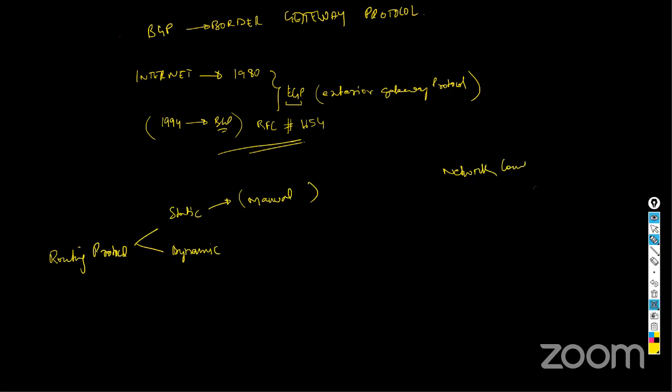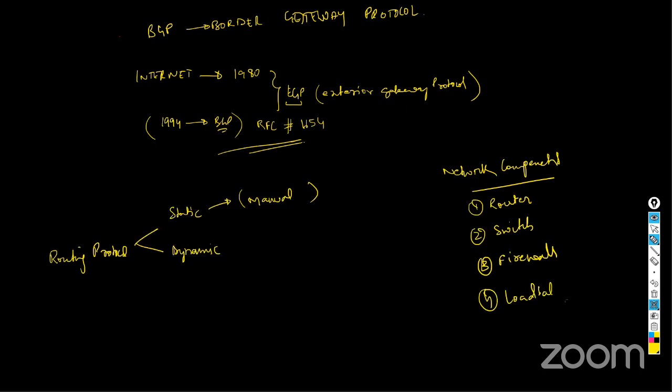Okay, we have various network components like routers, switches, firewalls, load balancers, proxy, servers, what else? Storage devices, right? So these are some components that we use in networking.